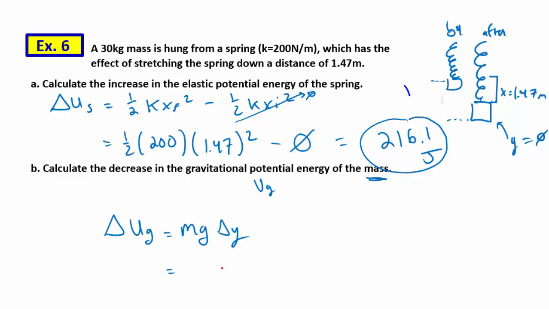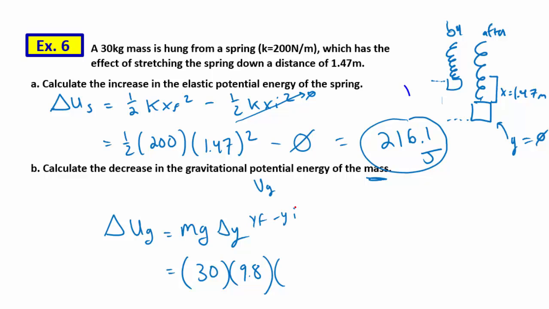So to calculate that change in gravitational potential energy, mg delta y, I can look at how the mass's energy situation was changing. So I had a 30 kilogram mass, times 9.8, and then we have some delta y. So my change in position is always going to be final minus initial.